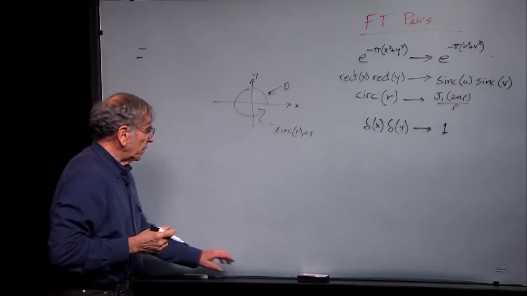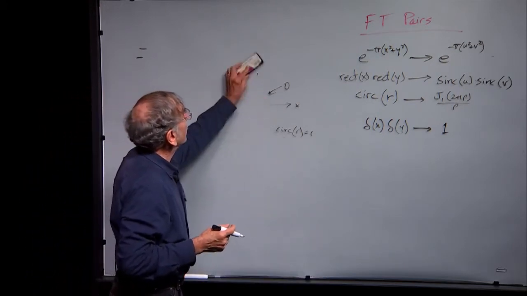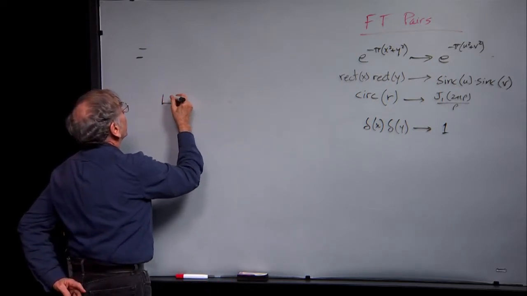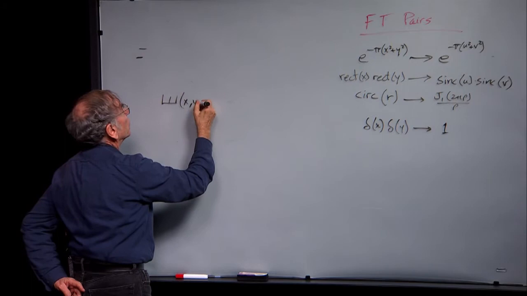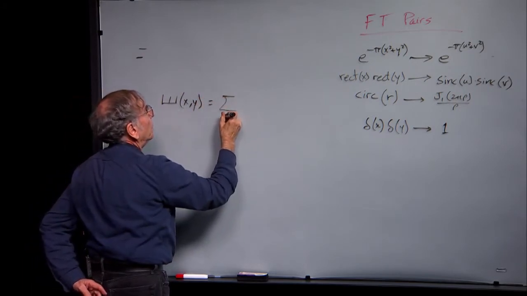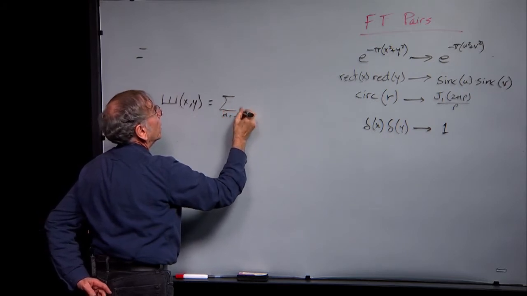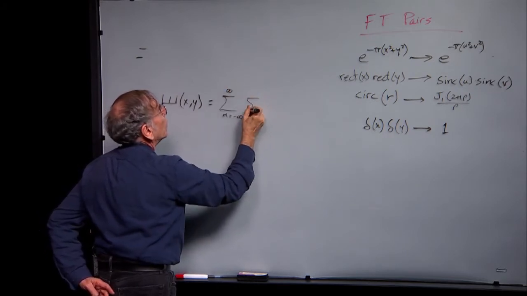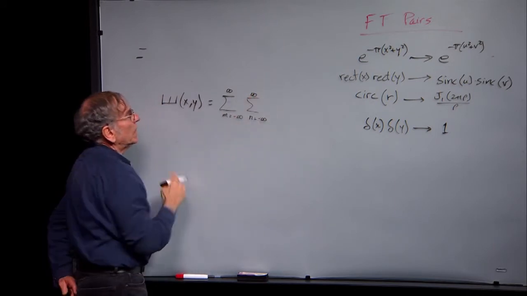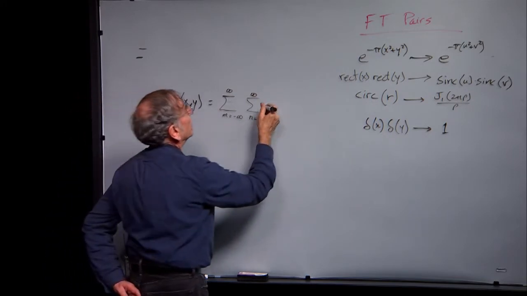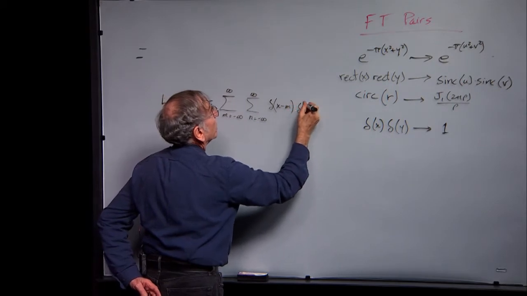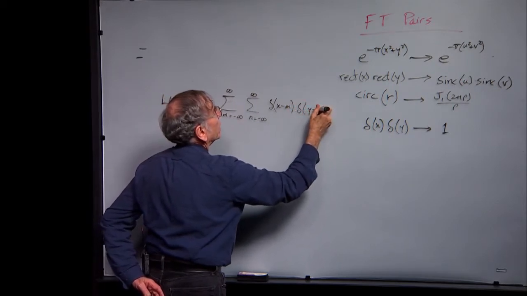Finally, there's one more Fourier transform pair that we're interested in, and that is our friend, the sampling function. So now I'm going to have a 2D sampling function, and here's what it looks like. We're going to sum over 2 dimensions. So m and n are going to take all possible values, and this is going to be delta of x minus m, delta of y minus n.